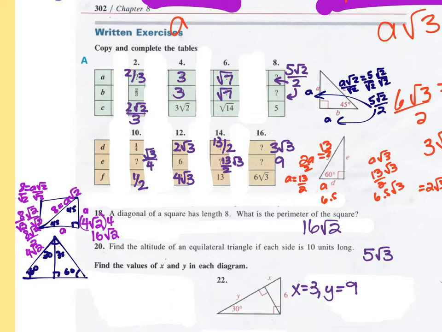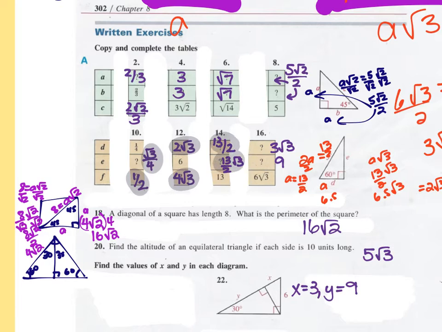For number 4, you should have gotten 3. For number 6, you should have gotten root 7 and root 7. And for number 8, you should have gotten 5 root 2 over 2 for both of those, because that's 45, so they're both the same. For 10, E is root 3 over 4, and F is 1/2. We worked through that one, and we worked through 12, right? 2 root 3 and 4 root 3.